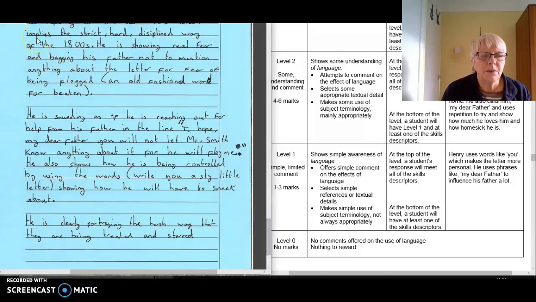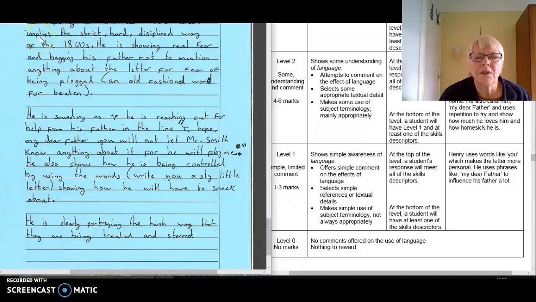You would also need to include quotes for each of your points to back up your argument and use the correct terminology where possible. If we look at the mark scheme for question 3, it says attempts to comment on the effects of the language. You have done that. Select some appropriate textual detail. I think you've used 1 quote and then paraphrased 1, and make some use of subject terminology, mainly appropriately. Unfortunately, that's the bit that you've not really done.